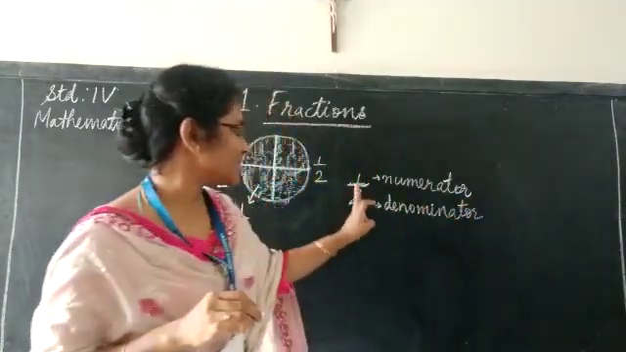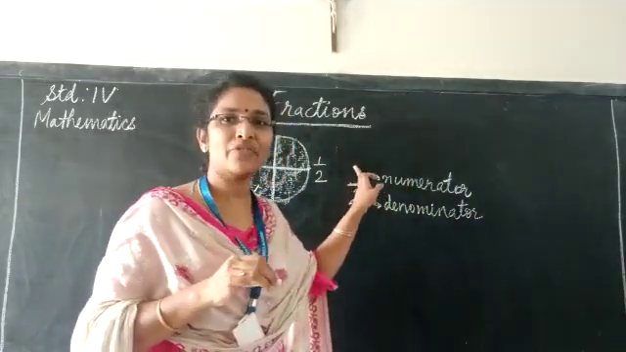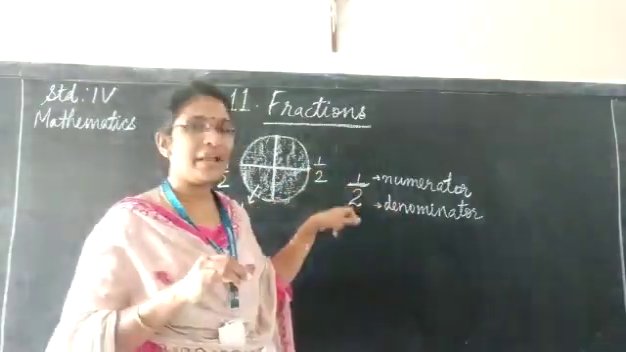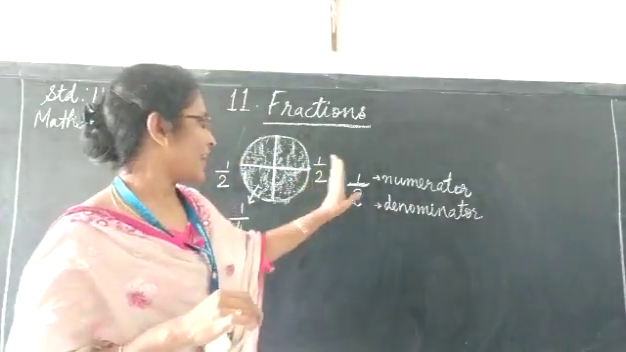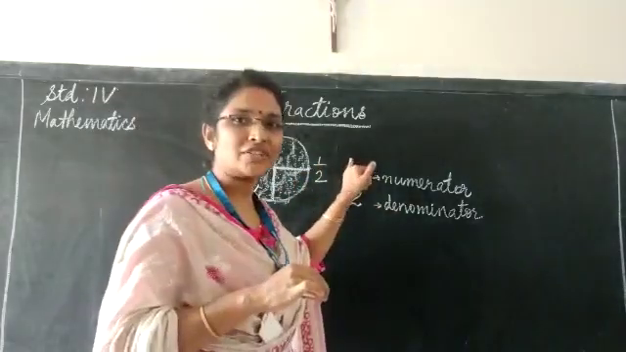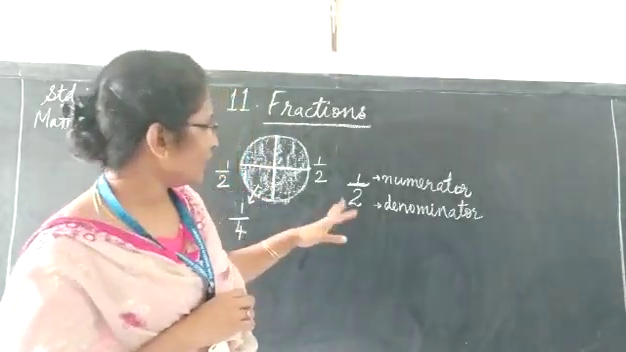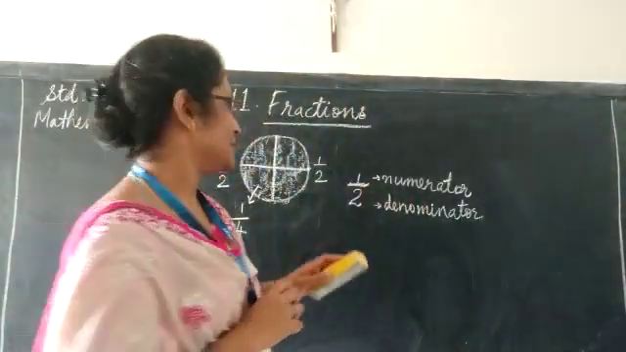The number which is written above the line in a fraction is called numerator. The number which is written below the line is called denominator. A fraction is made of numerator and denominator. Okay? Now we can learn about equivalent fractions.